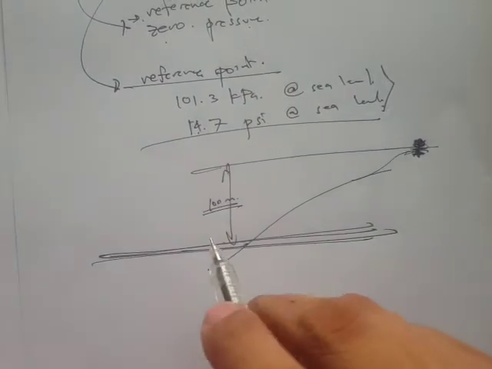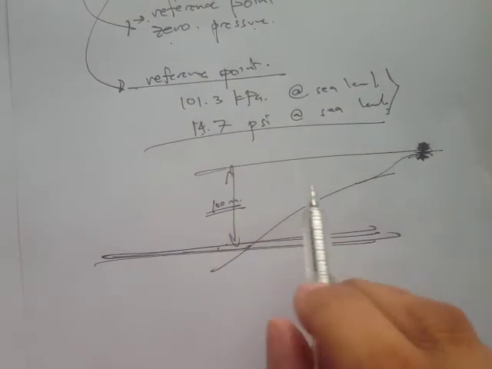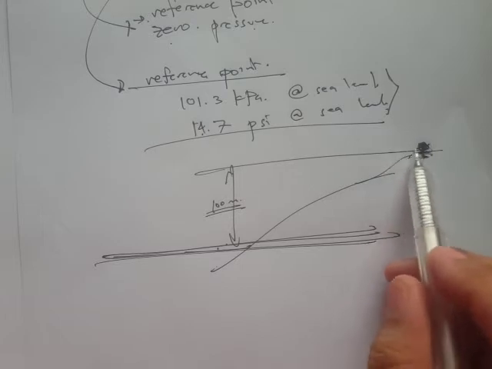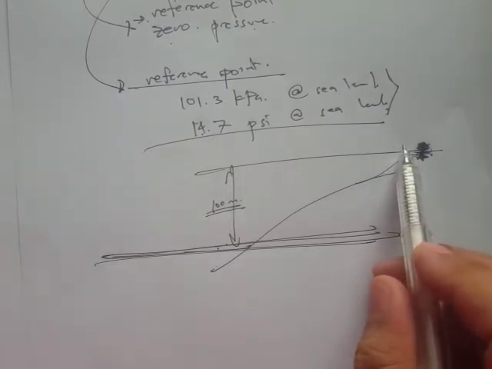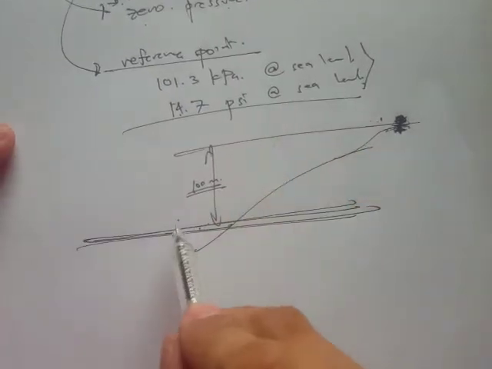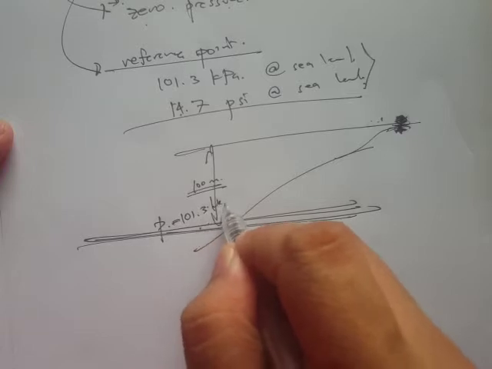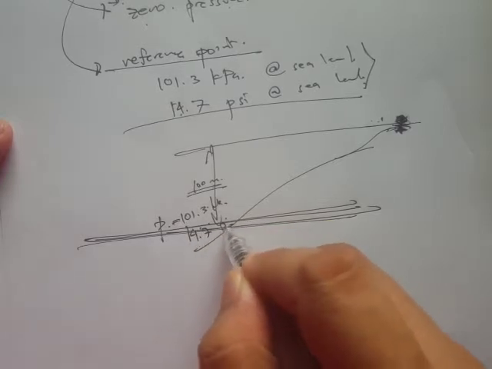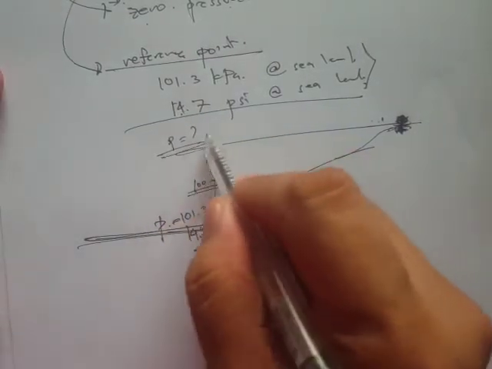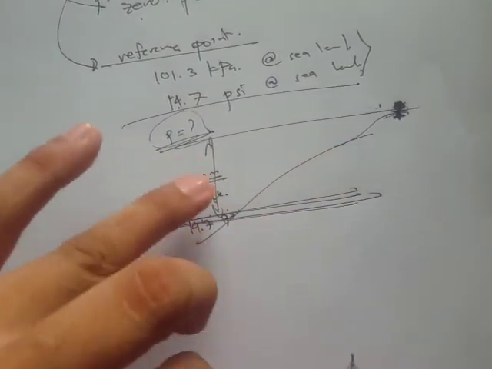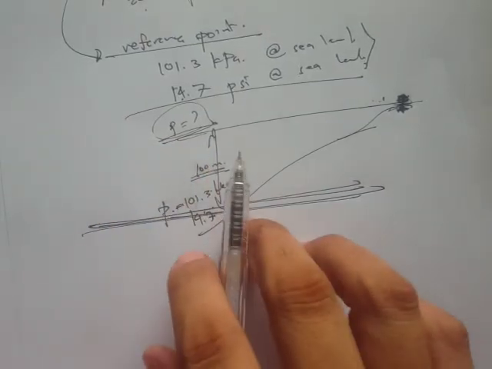However, if the difference is not very significant, and sometimes for calculation purposes because we don't have data at this point, we can just use the value here, the pressure at this point, which is 101.3 kilopascals or 14.7 psi. But here, we don't know actually. Maybe it's close, maybe it's not. So that depends upon your elevation from this reference point.